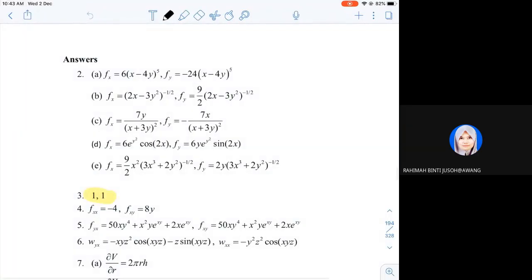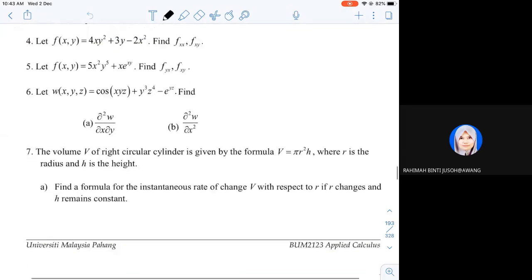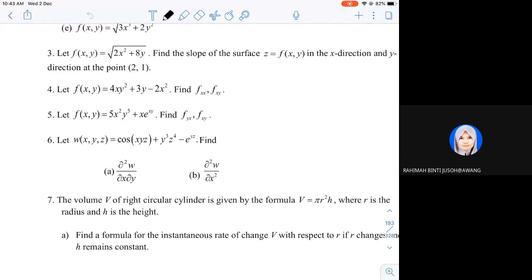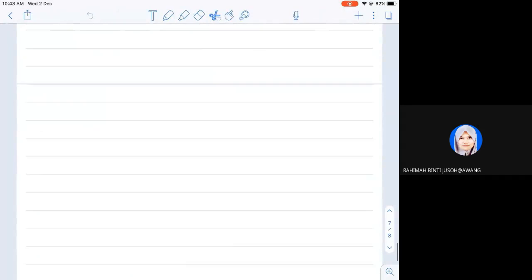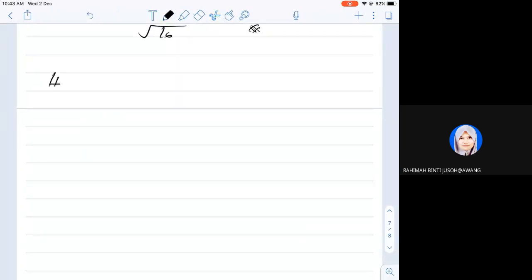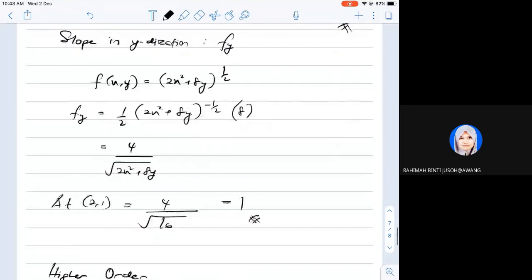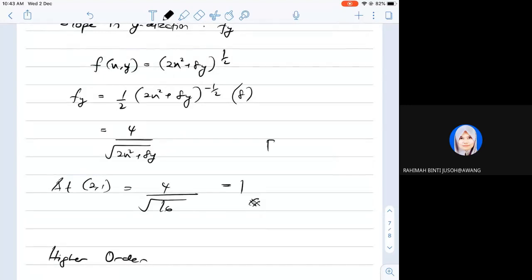Okay, now higher order. Let us do question number 5. Higher order derivative. This is the topic, higher order. Why is it called higher order? Previously, what we learned were the first partial derivatives, because we differentiate only once. First partial derivatives means fx and fy.